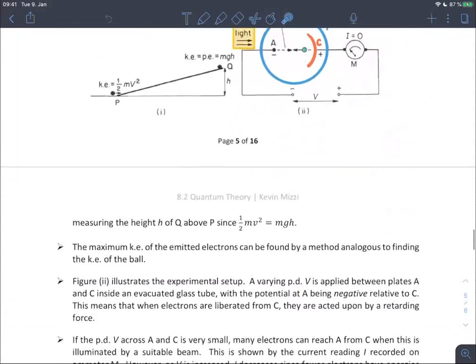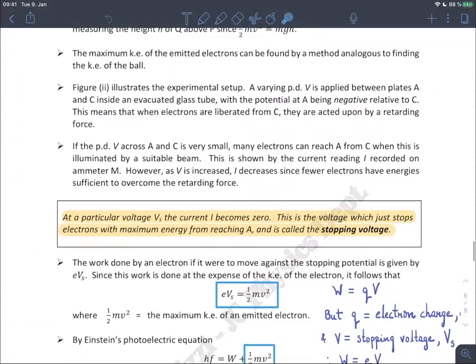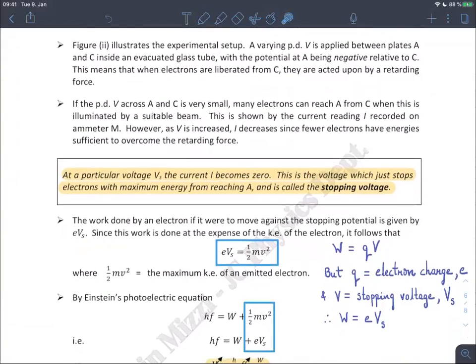The stopping voltage, usually denoted Vs, is that particular voltage at which the current just becomes zero. Meaning, this is the voltage which just stops electrons with maximum energy from reaching A, and is not surprisingly called the stopping voltage or the stopping potential.